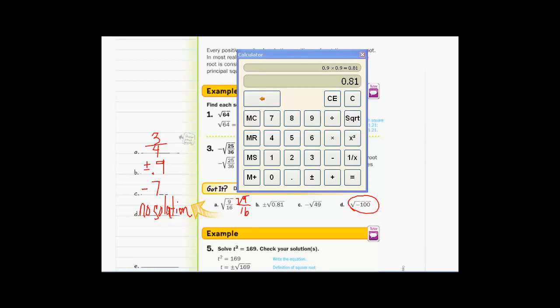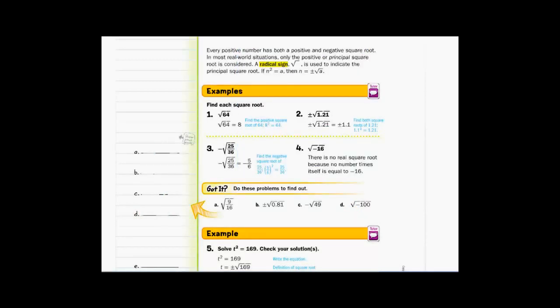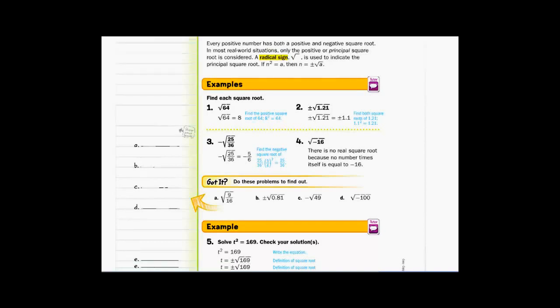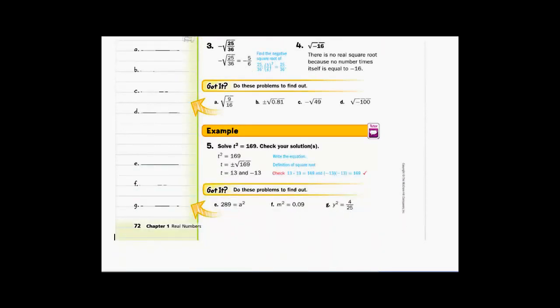All right, let's move on down here to example 5. Let's get rid of this. Example 5. It says solve t squared equals 169 and check your solutions. So again, I want you to think of anytime it has an example like this where it has a variable, what are all the possible solutions for t? All the possible solutions for t.